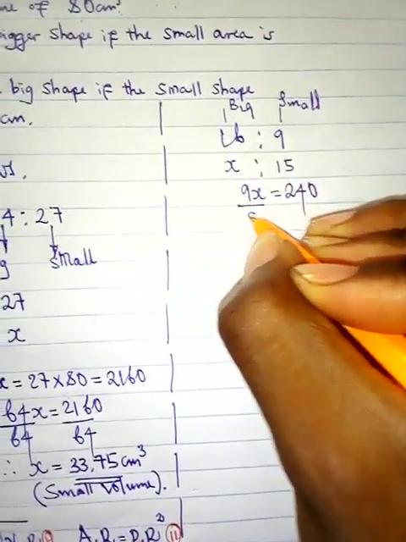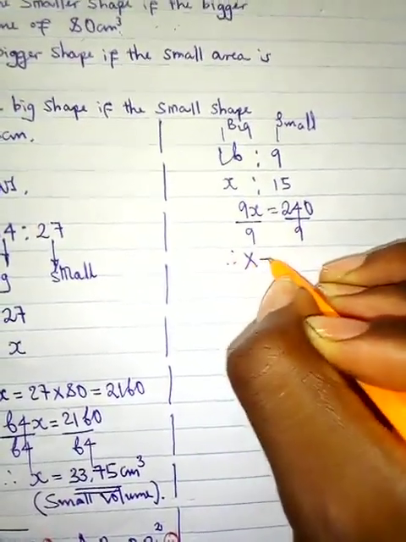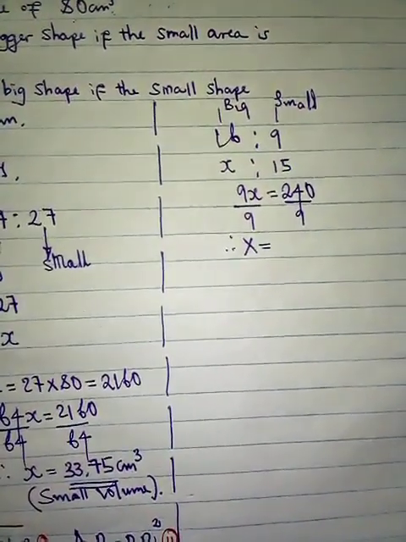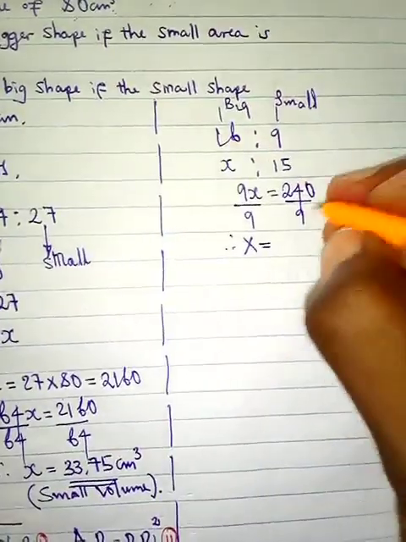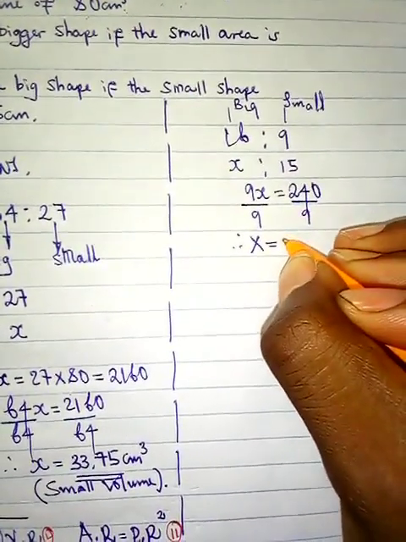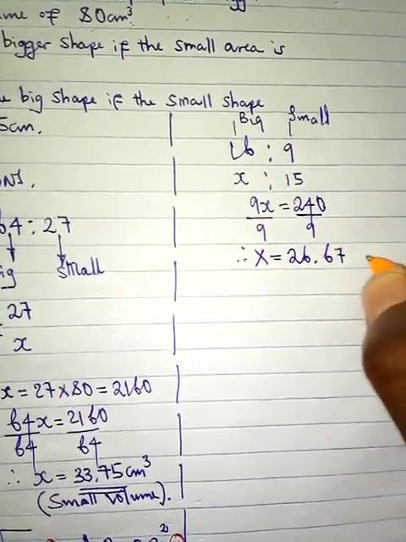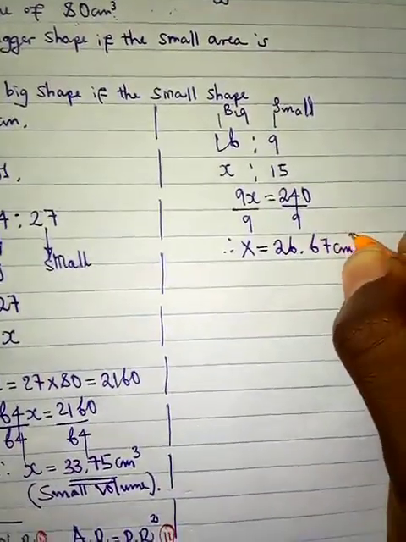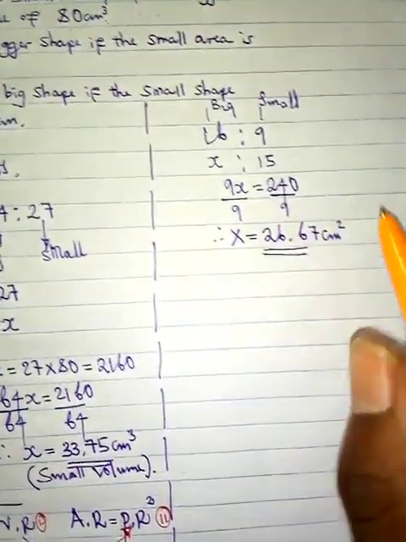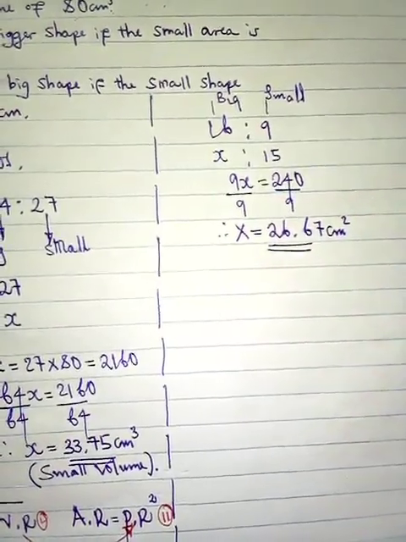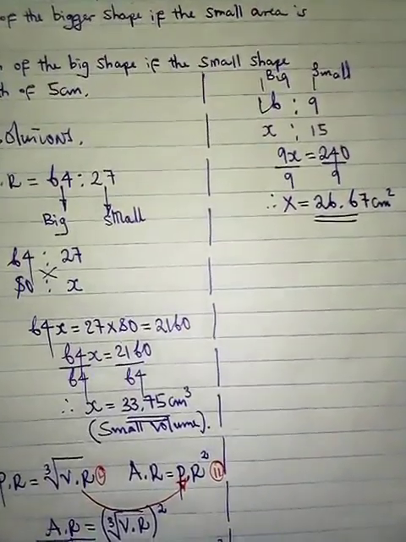And then from there, we're going to divide both sides by 9. And therefore, your x value is going to be 240 divided by 9. The answer is going to be 26.67. Round it off to 2 decimal places. 26.67 centimeters squared, because this is the area. So it's supposed to be in centimeters squared. If it was meters, meters squared, kilometers, kilometers squared, just like that.